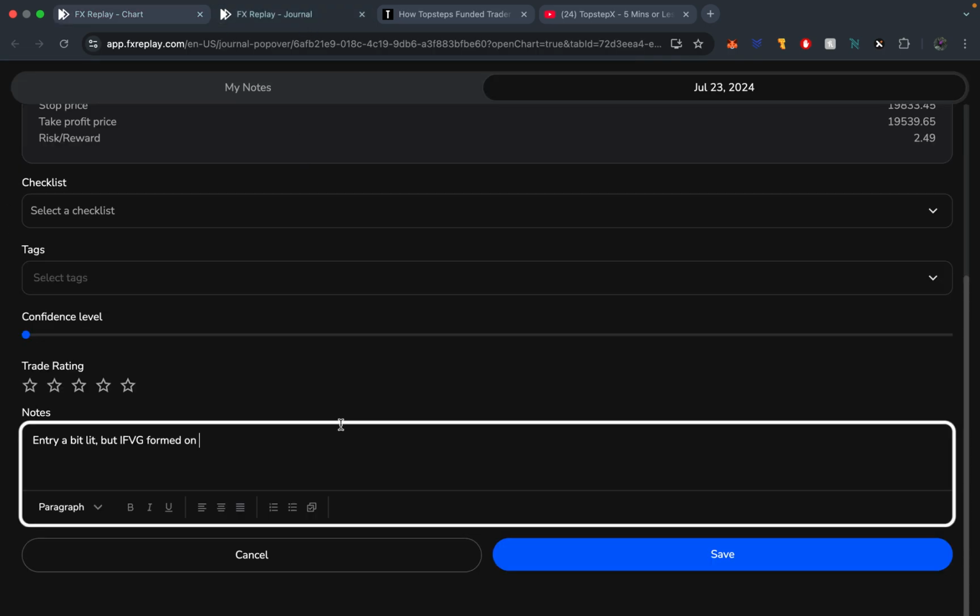VG formed on the 15-minute. A bit lit. Okay. VG formed further down and created a market structure shift.